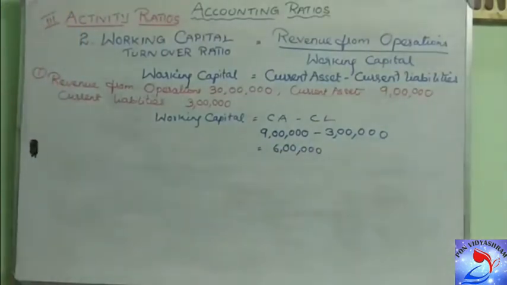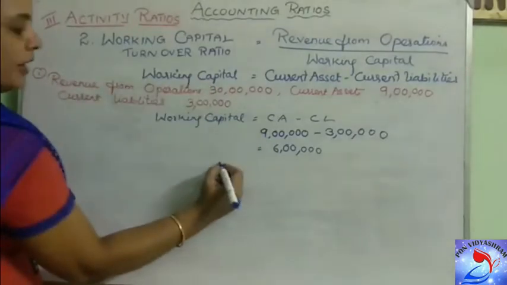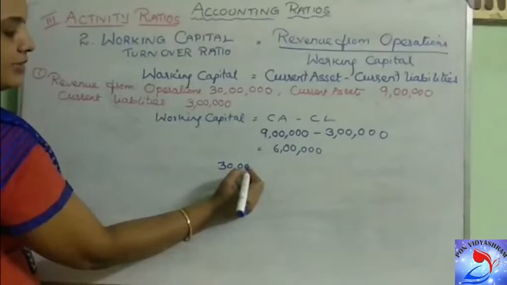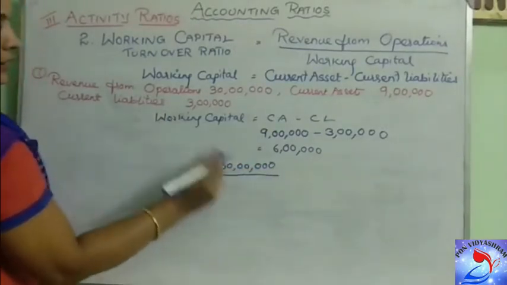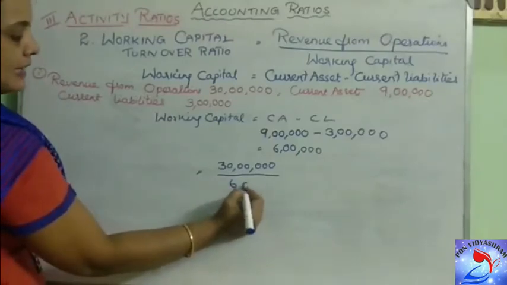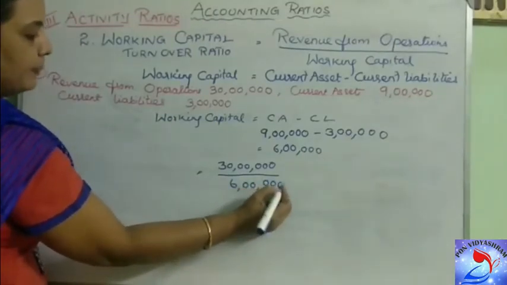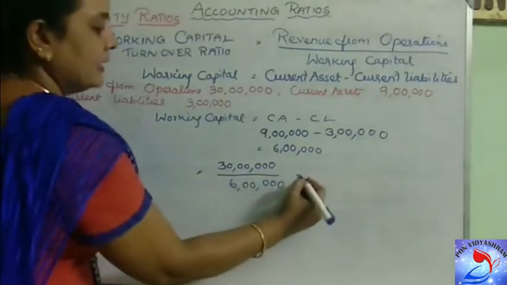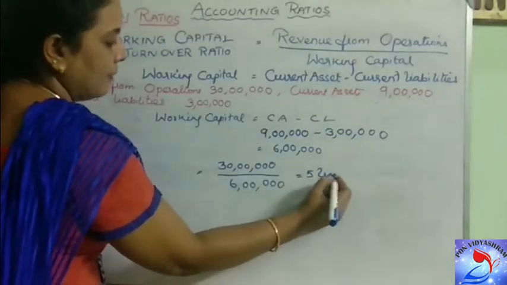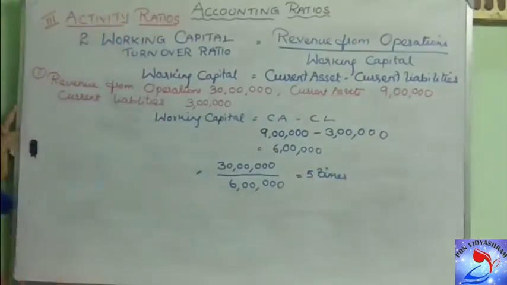Now if I apply the formula, revenue from operation divided by working capital, I will get the working capital turnover ratio. So revenue from operation is 30 lakh, which is given in the sum. Then working capital is 6 lakh. Now if you apply this, you will get 5 times. Okay, this is a very easy sum.